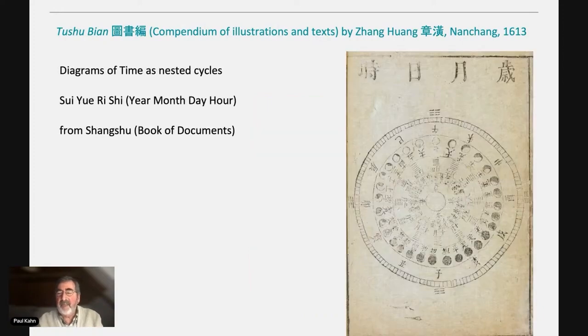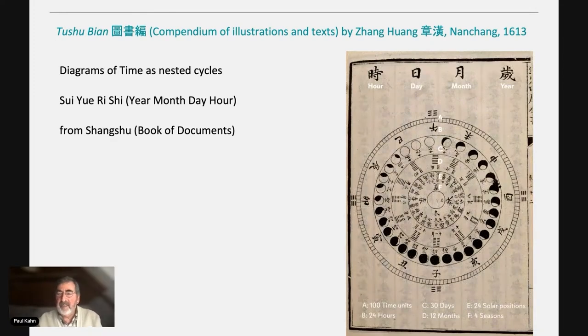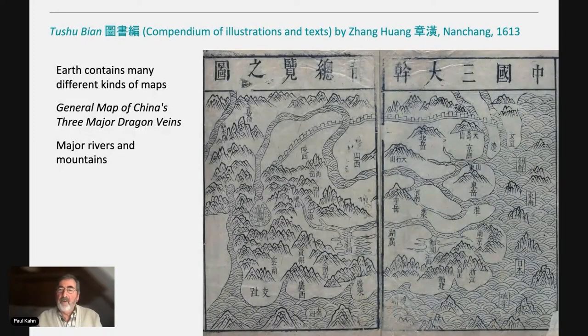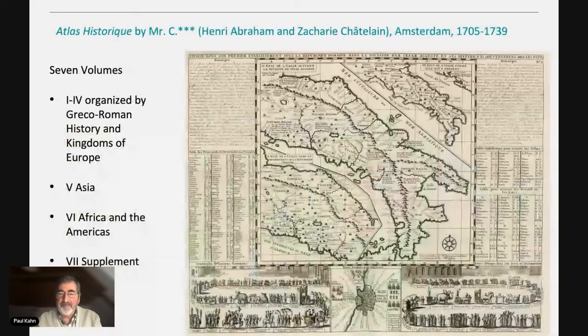We get some very interesting detailed diagrams of time. In this one, each of those concentric circles represents time units of hours, days, months, and seasons. We get a wide range of different types of maps. This map is a more abstract map of China with the major rivers and mountains. We also have much more detailed maps that require being broken across several different pages. In this case, this map requires 4 separate pages to get all the topographic and other information about the country.